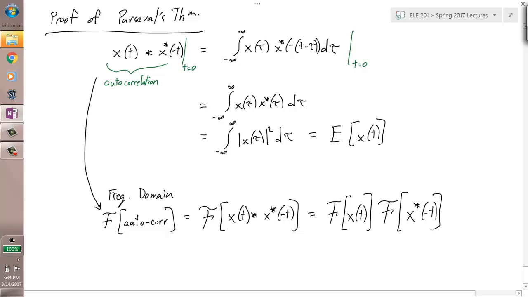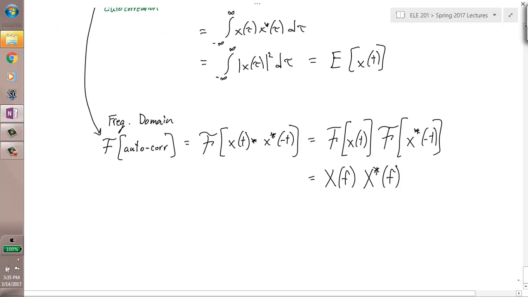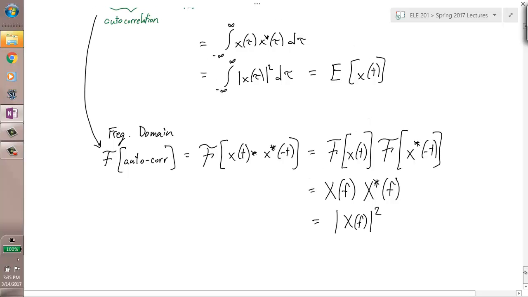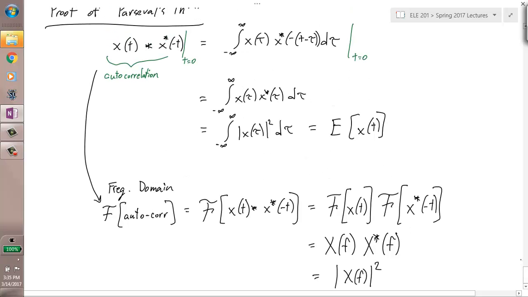Now, do you remember the conjugate rule? Of course. So the conjugate rule says that we have a name for the Fourier transform of x of t, just X of f, but this one is just X conjugate of f. There's no negative f because the conjugate rule gets rid of the negative. So this equals the magnitude of X of f squared. So that is cool. The Fourier transform of the autocorrelation function is the magnitude squared of the Fourier transform.